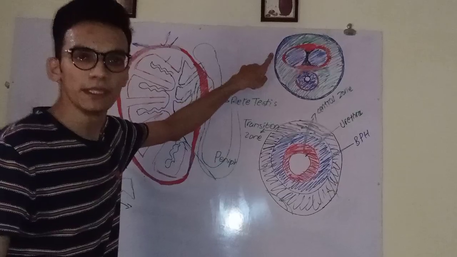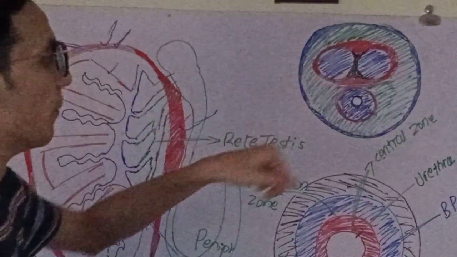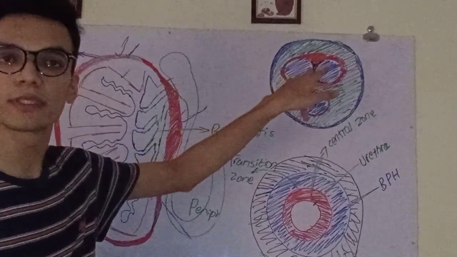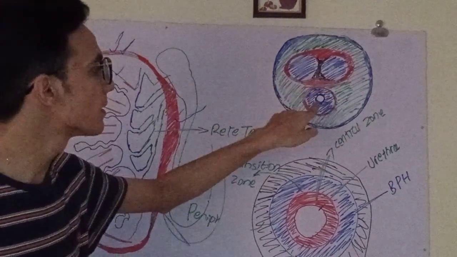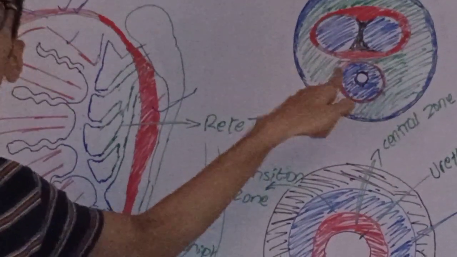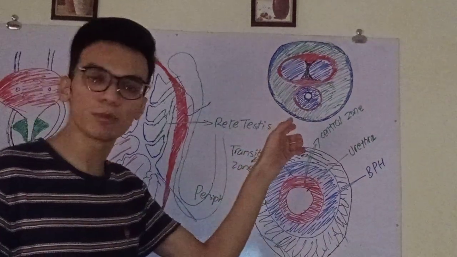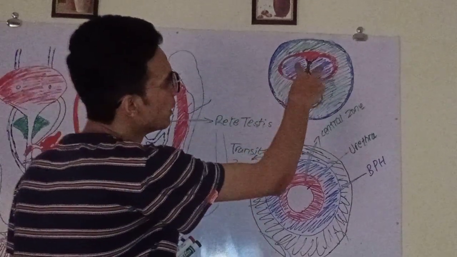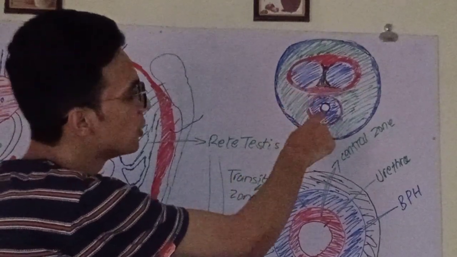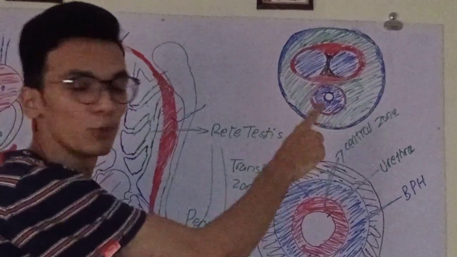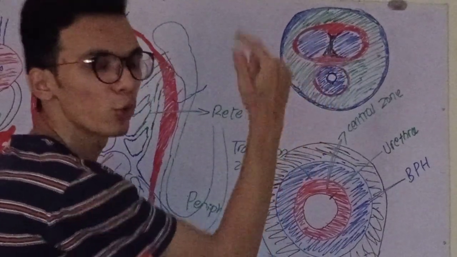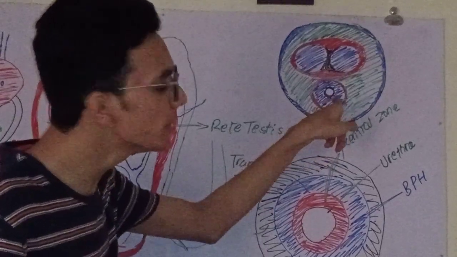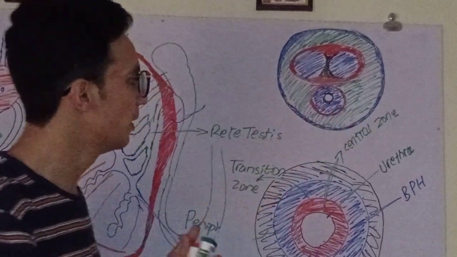This is the structure of the penis. The penis has two types of erectile tissue. The first is the corpora cavernosum, and the second is the corpus spongiosum. These two are called the corpora cavernosum, and this one is called the corpus spongiosum. The two corpora cavernosa are present on the dorsal side of the penis, and the corpus spongiosum is present on the ventral side. And the urethra runs through the corpus spongiosum.